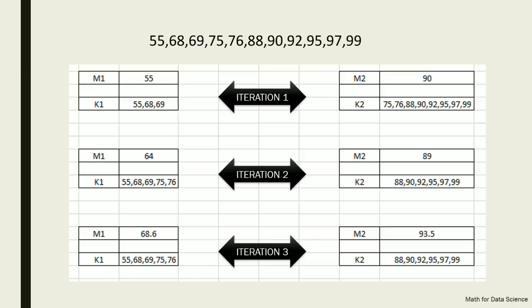That means this is the point where I'll stop my iteration. I'll not keep on iterating. So my final clusters, if I decide cluster K is equal to 2, then this would be the output. My first cluster will have the values 55, 68, 69, 75, 76. And my second cluster will have the values 88, 90, 92, 95, 97 and 99.